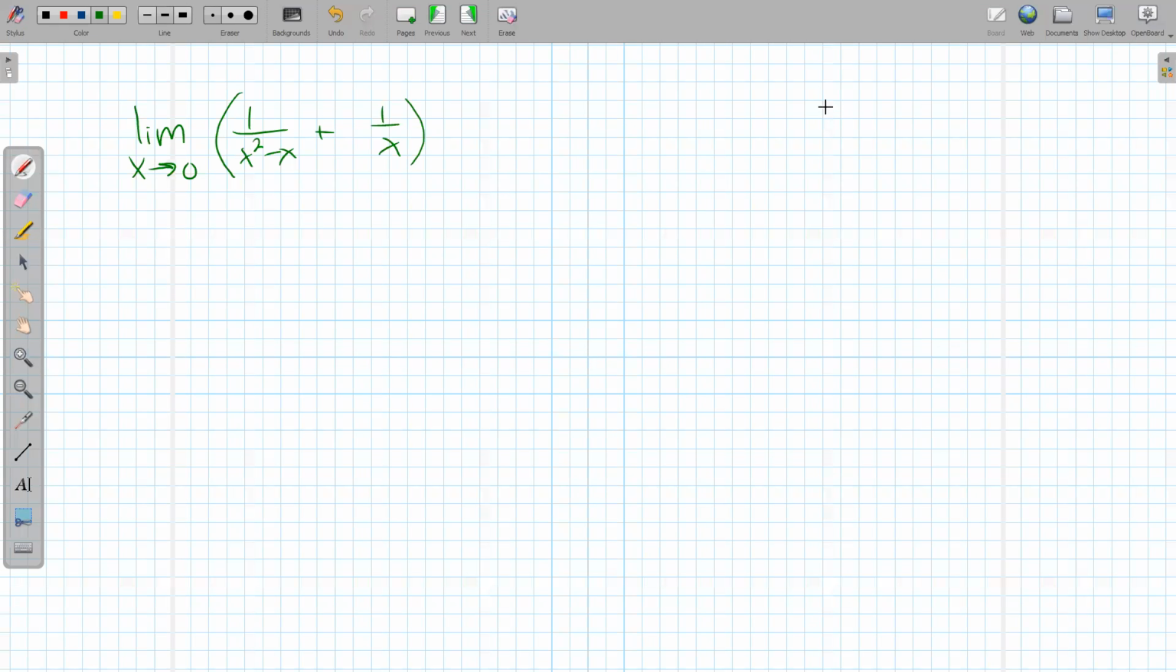Let's consider the limit as x approaches 0 of this sum of rational functions, 1 over x squared minus x plus 1 over x. Now, based on our limit properties, our initial approach might be to say, well, let's split it into the sum of the limits. And so we could say, all right, let's try the limit as x goes to 0 of 1 over x squared minus x plus the limit as x goes to 0 of 1 over x.